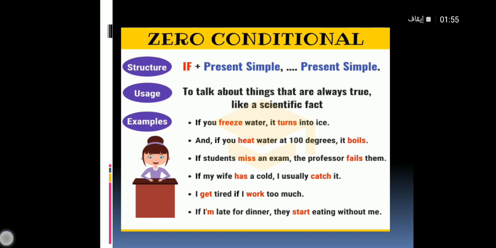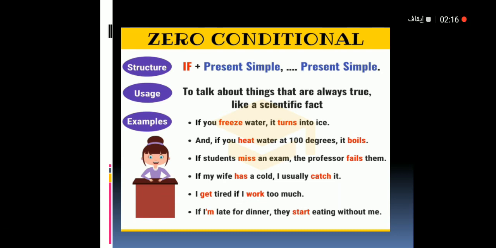What is the function or the use of the zero conditional sentences? The function is simple. Basically, to talk about things that are always true or facts, like something that is 100% true. Facts, when we say facts, in general or scientific facts. Look at the example here, guys.